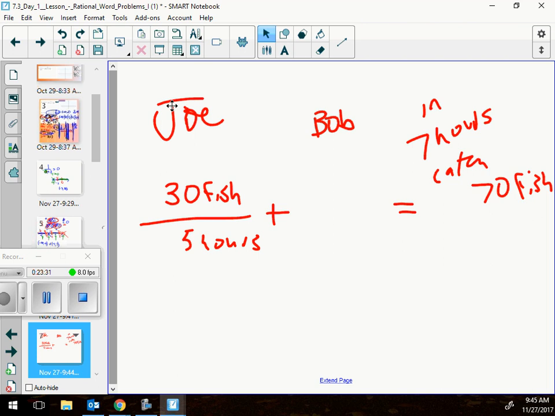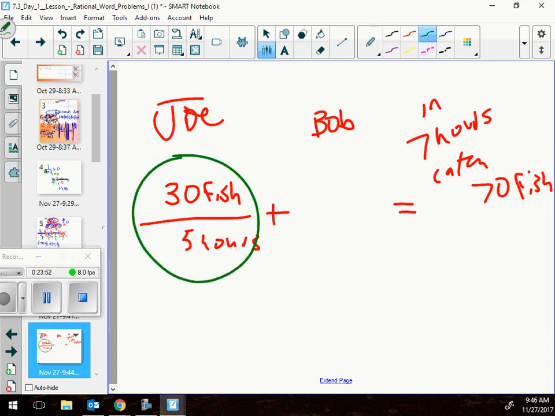Joe's rate was 30 fish in 5 hours. Bob's rate, we don't know. But together, they were able to catch 70 fish in 7 hours. I'm going to pause for a minute and see if you could figure out how to set this up. Okay, there's more than one way you could have set this thing up. First off, did anybody notice that I used a number that would be fairly nice to reduce? How many fish per hour was Joe catching?